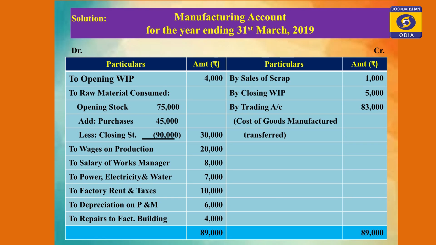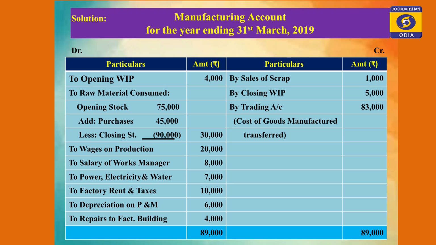Purchases given to us is 45,000, and from that we will deduct the closing stock of raw material, that is given to us as 90,000. So what goes to the outer column is 30,000. That means raw material consumed during the year is rupees 30,000.